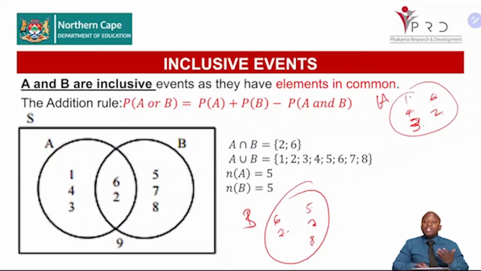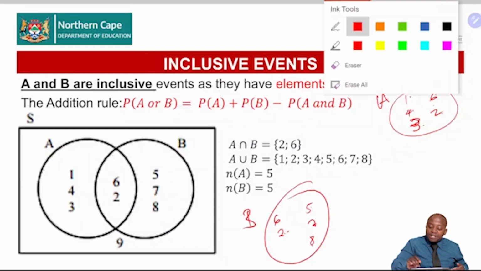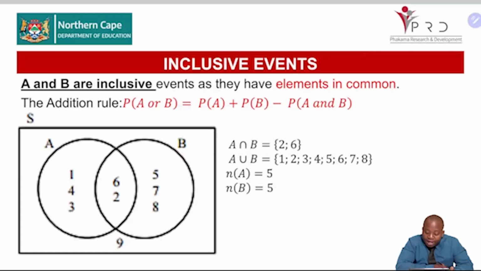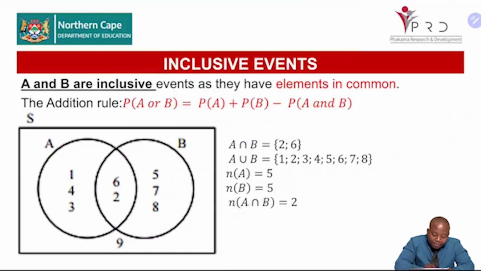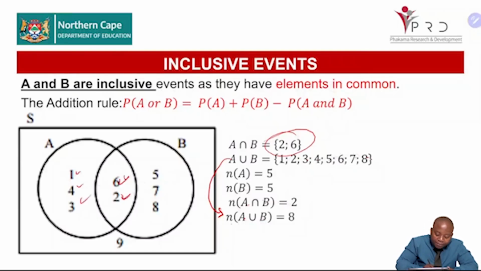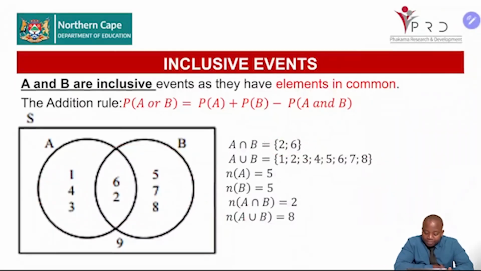So when we're looking at these inclusive events, we can actually separate the two events and look at them individually if you are having any challenges. Then the number of events between A and B is 2 of them. It is the 6 and the 2, which is what we denoted from the beginning. Then the number of events in A or B, for both events, is 1, 2, 3, 4, 5, 6, 7, 8. So we're counting all events that exist in both events.